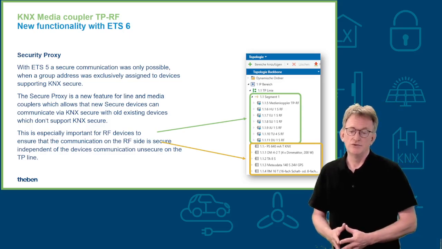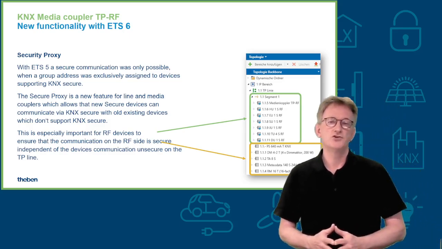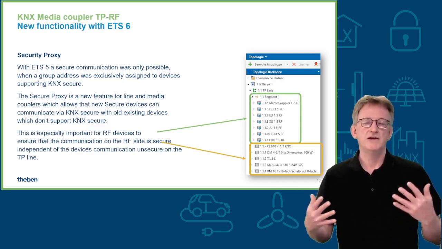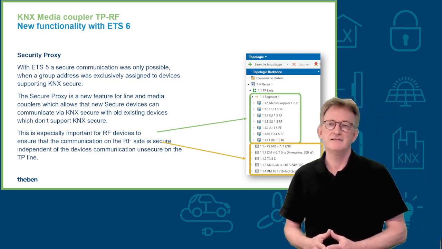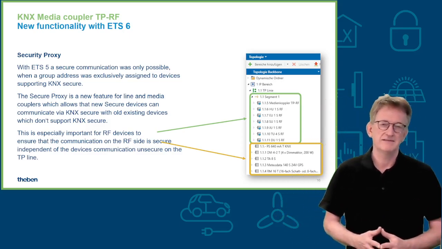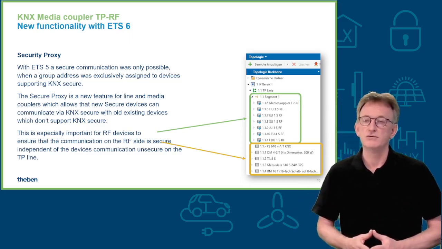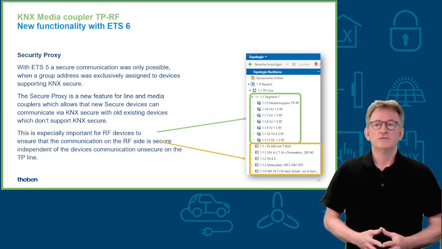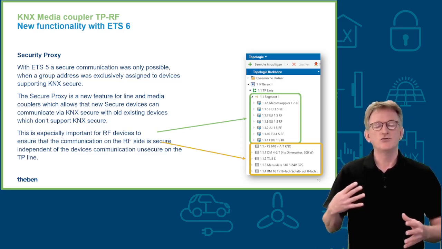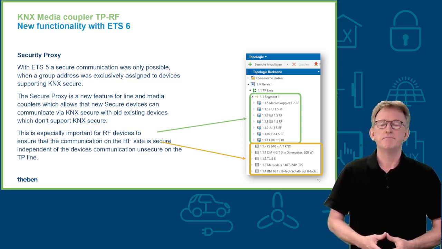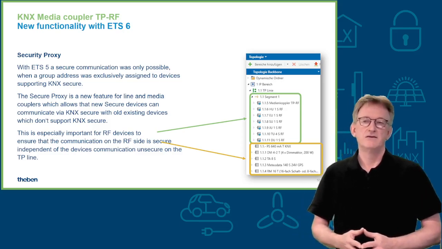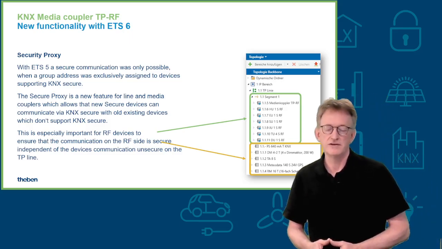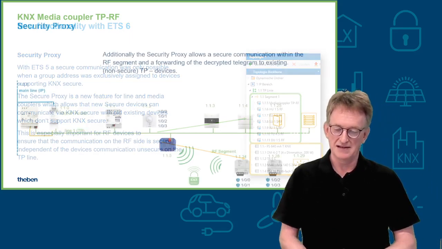But also, as you know from ETS5, which also supports KNX Data Secure, if you have a mixture of devices in your environment, supporting Data Secure and devices which are a bit older and do not support Data Secure, then if you assign a group address to multiple of these different devices, the group address will always be sent or communicated unsecure. And then again, in this case, you have unsecure telegrams on the RF line also.